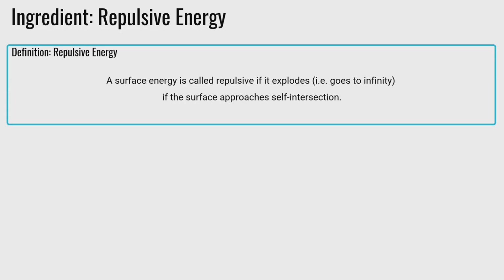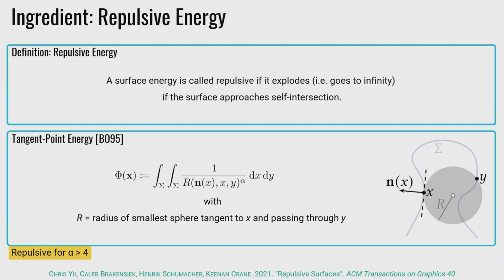And the idea is, maybe Keenan's work on repulsive surfaces, we use these repulsive energies that he's been working on, where a repulsive energy is basically just an energy on your surface that explodes if your surface gets close to self-intersection. The specific implementation that we use is this tangent-point energy that Keenan and Henrik have been working on with Caleb and so on. Basically, you have two points, you look at the radius that is tangent to one point and intersects another point, and the reciprocal of this radius, if you integrate it over your surface, explodes exactly once you get close to self-intersection.